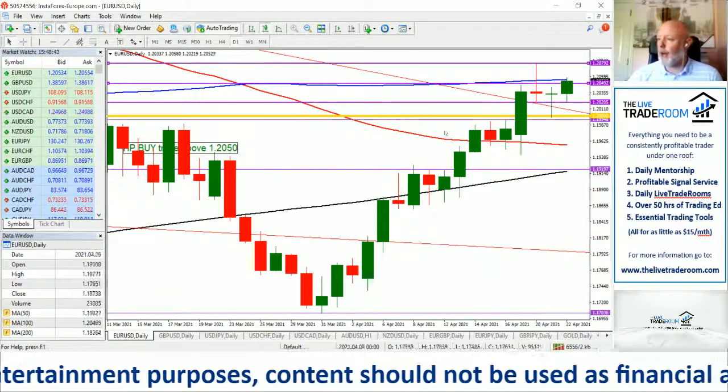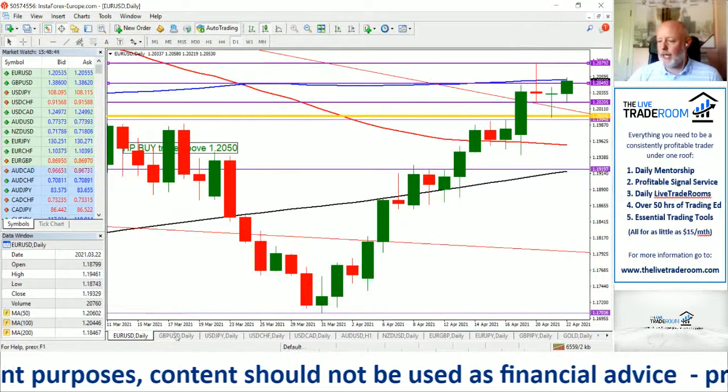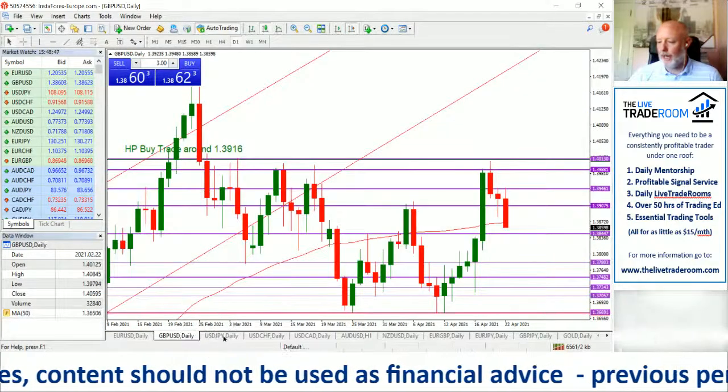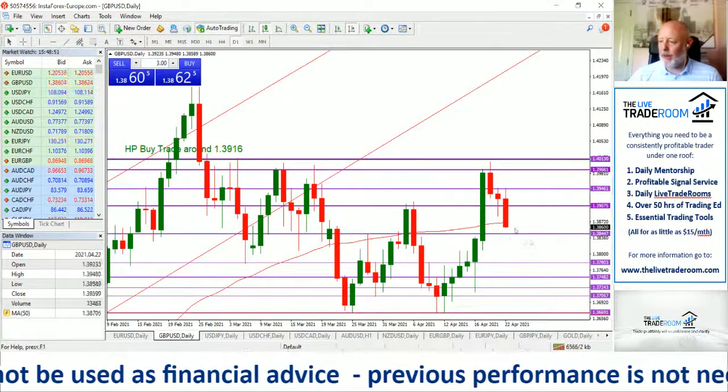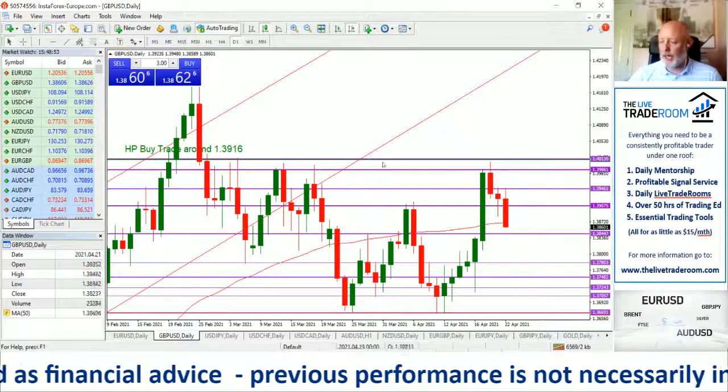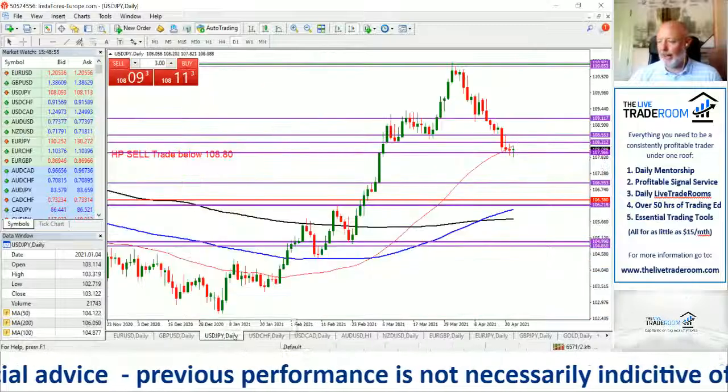All right, so euro dollar, it's kind of ticking to the upside. The pound's taken a bit of a beating, really. It's just a pullback off the high, so we're actually looking for a buy trade potentially when this market turns around, but clearly not now.